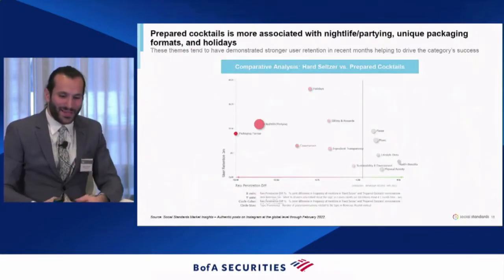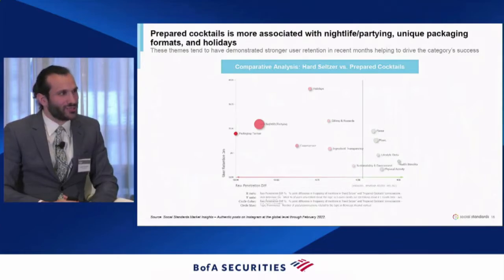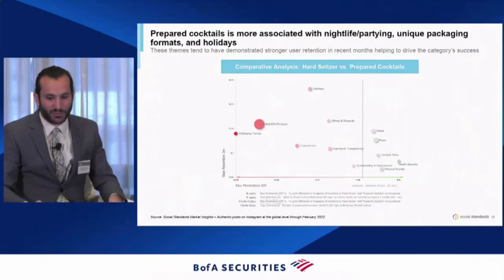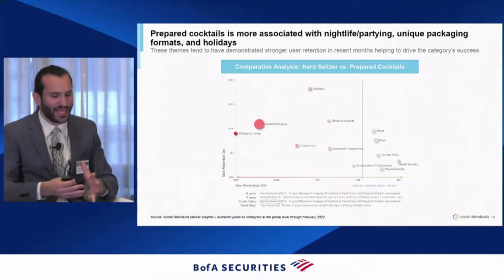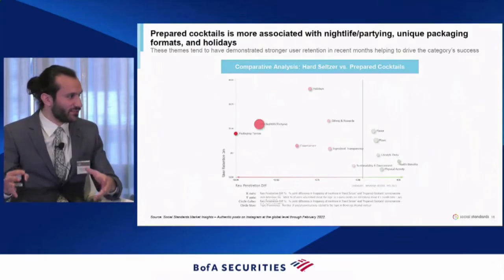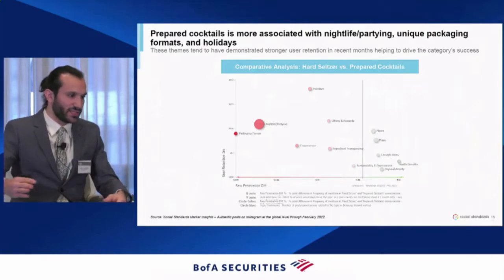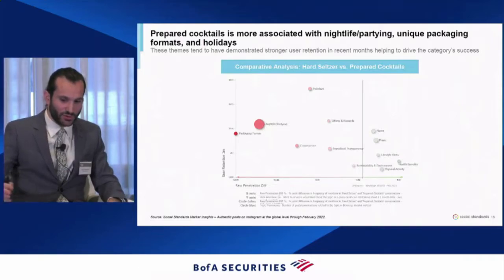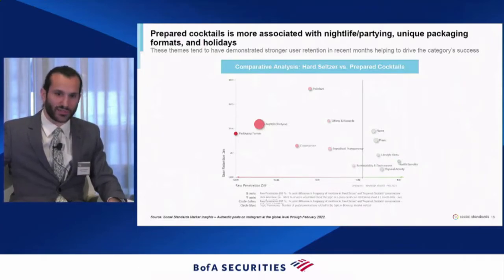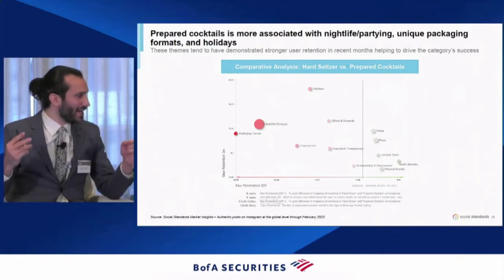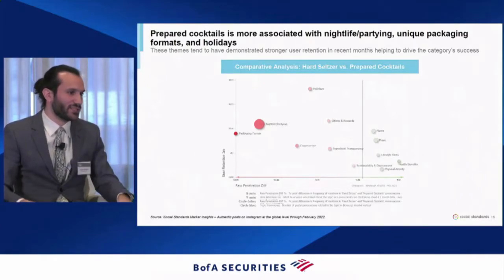So then, just to kind of dig into what's driving some of the differentiation in the consumer's mind between hard seltzer and prepared cocktails. Here on the X, you can see the difference in the representation of different topics within hard seltzer conversation and prepared cocktails. So things to the right of that vertical line, those are more skewed towards the hard seltzer space, while things to the left of the vertical line are more skewed towards prepared cocktails. The y-axis is once again acknowledging that user retention metric.